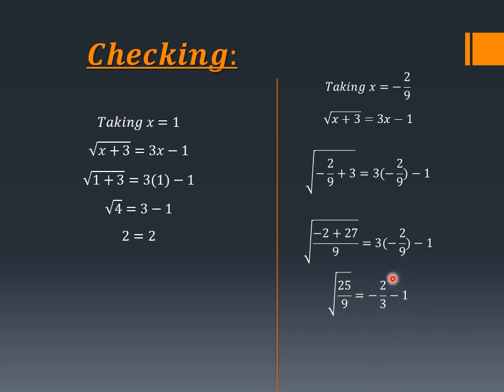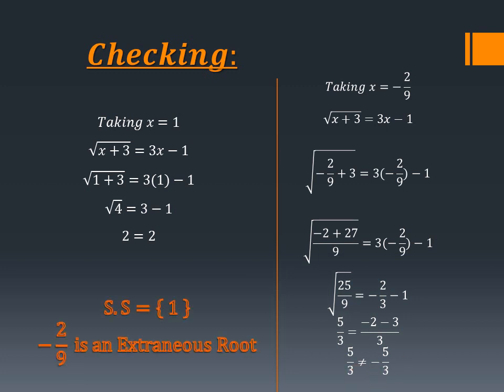Again, we will take the LCM of the right side. We will get (−2 − 3)/3, and the root of 25 and 9 is 5/3. The answer of our equation is 5/3 = −5/3. As the signs are opposite, the two sides are not equal to each other. The digits are not equal to each other. So we will say that our solution set is 1, and −2/9 is an extraneous root. Why is this an extraneous root? Because the answers after checking are not equal to each other.